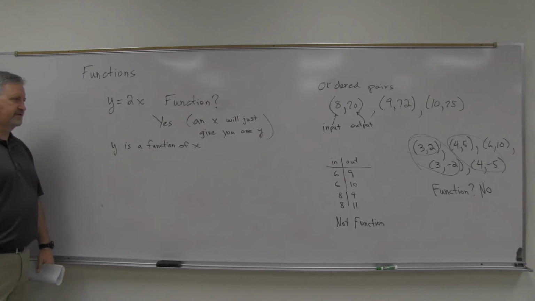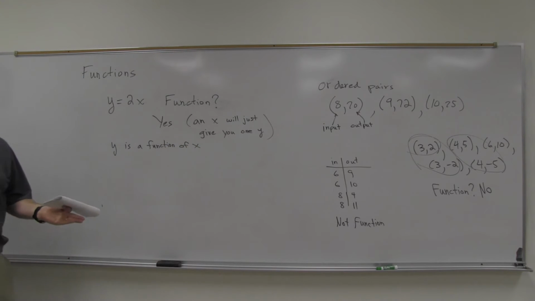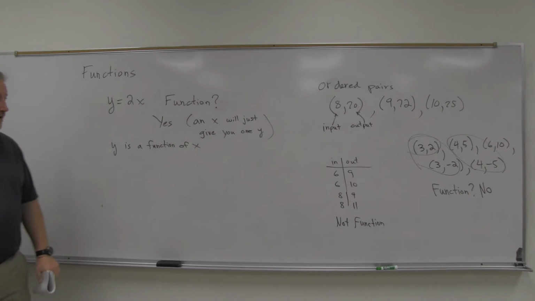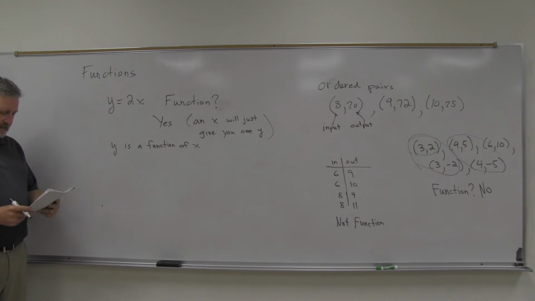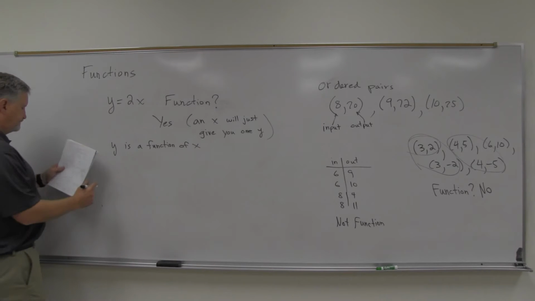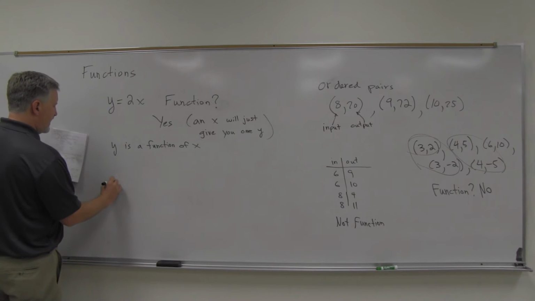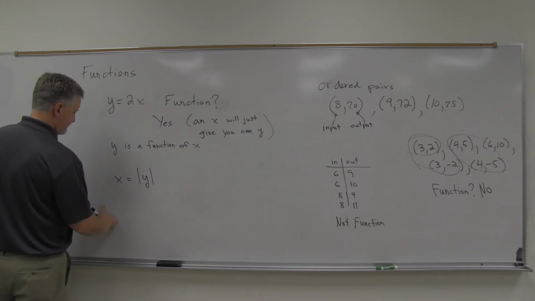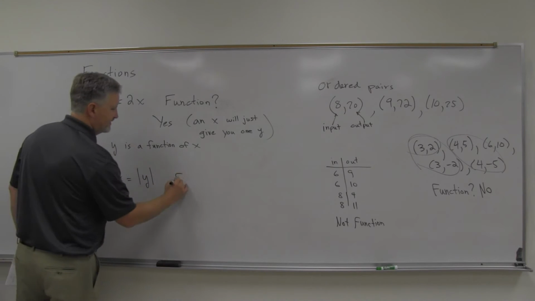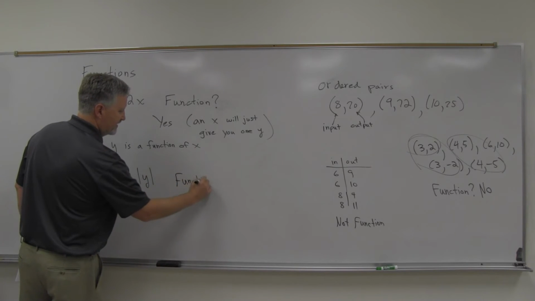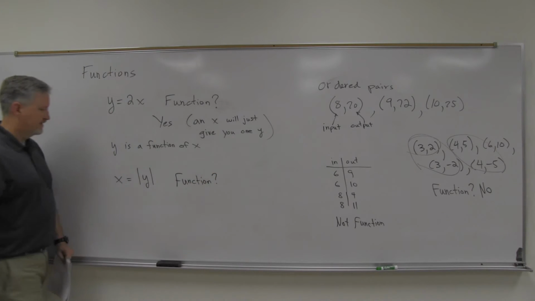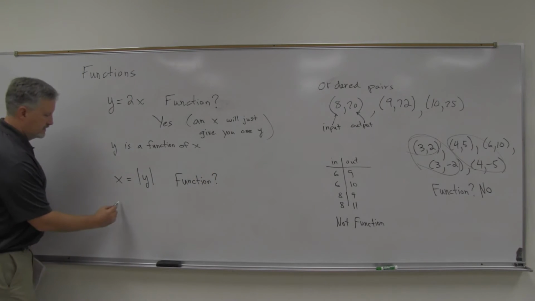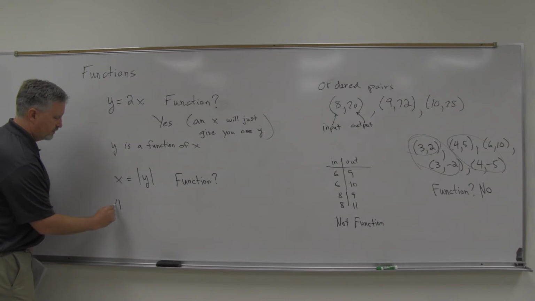Y is a function of x. And that's generally speaking the way we go with it. Okay? Now, if I had x equals the absolute value of y, is that a function? Do you see a problem with that? Yes, because you could put a negative and a positive number in for y and still get the same x.